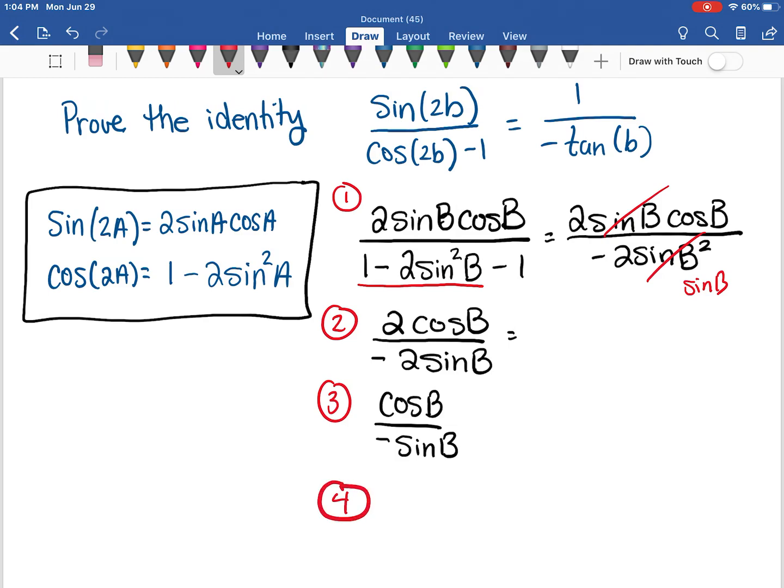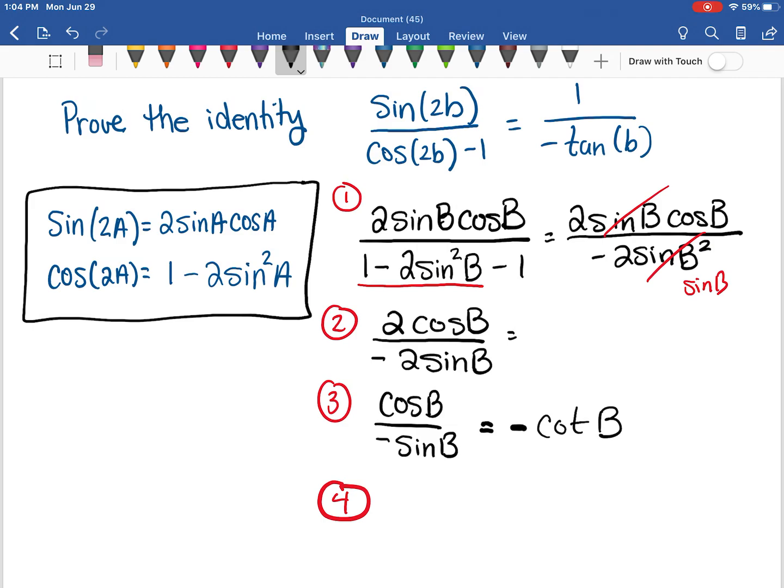Then for the last step, to show that this is equivalent to 1 over negative tangent b, cosine b over negative sine b, remember that cosine over sine is cotangent. And with that negative in front, that's the same thing as saying negative cotangent b.